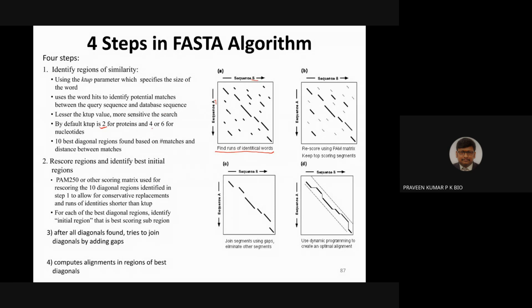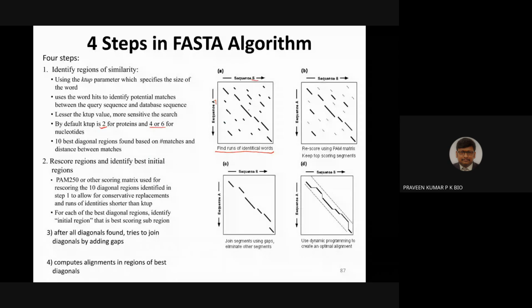Okay. And for the nucleotides, we take it as 4 or 6. But whereas in BLAST, the length is maximum 3. And I think this is almost 10 for nucleotides. Okay. In BLAST, we call that segments. Here we call this words or k-tuple. And now if you see this, we just take 10 base diagonal regions found based on the matches and mismatches.